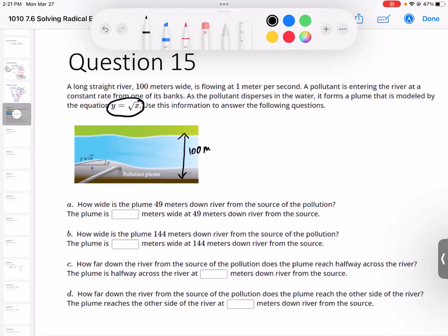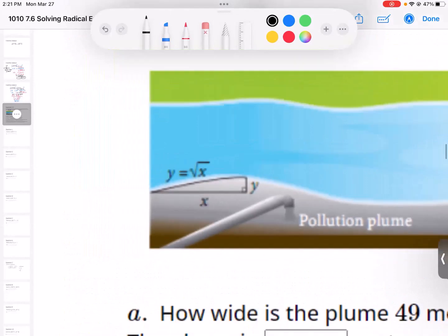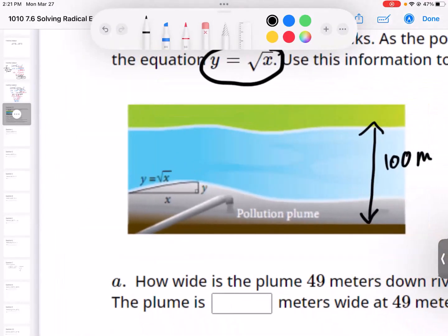So the key thing in this word problem is understanding what these variables mean in the equation. And they've shown that with a picture here. So if we zoom in on this, basically what this equation means is x is the distance downstream, y is the distance across the stream. And y is how far the pollutant has spread across the stream. And so the relationship between these, given by this equation, is y equals the square root of x.